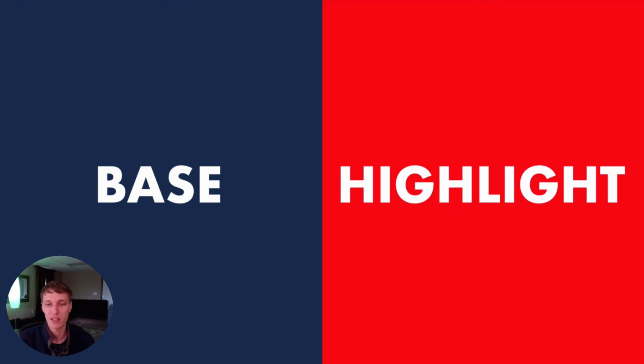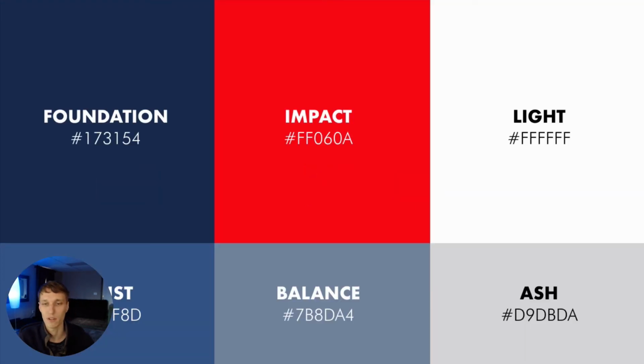So once you have the base and a highlight, or even just the main highlight, then you can start to add a few other neutral tones or shades. For example, here's the full color palette for Open Excellence. Really, it's just this dark blue, the bright red, and the white. Those are the main things.